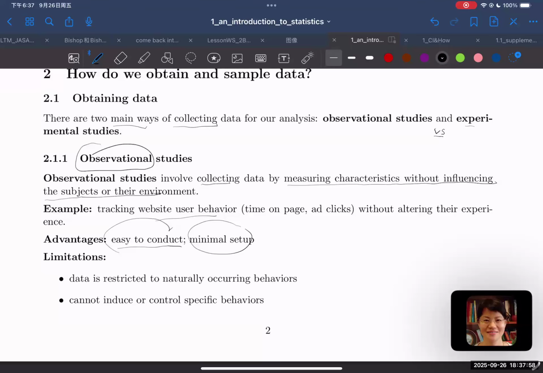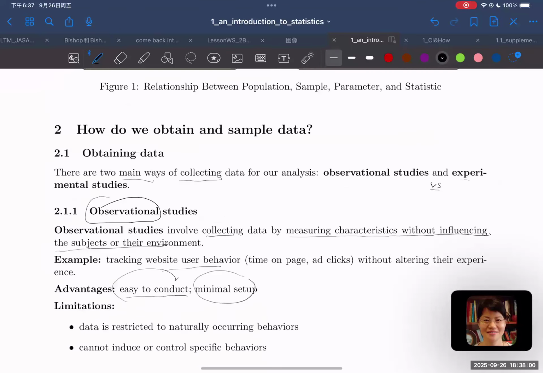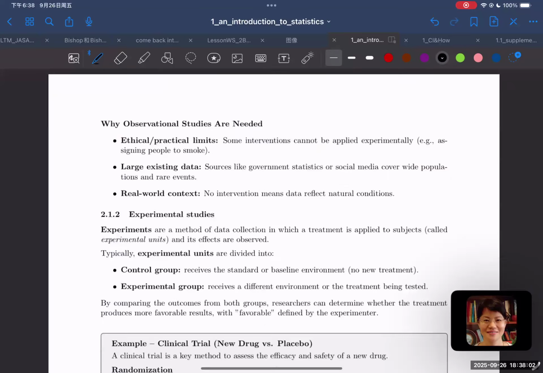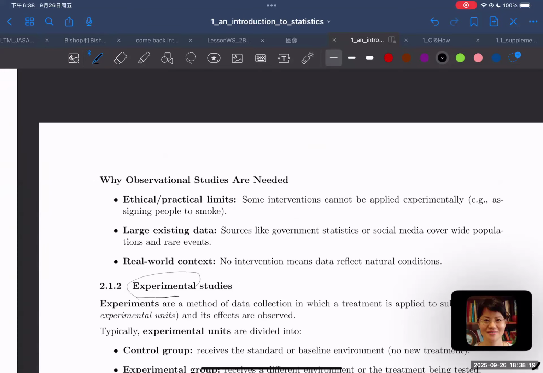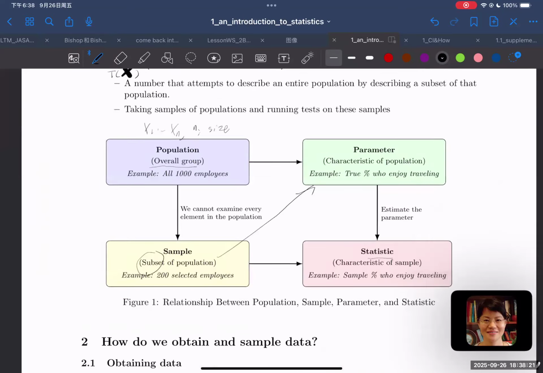Otherwise, later when we go to the next part, if you go to some experimental studies, you have to be limited by ethics. You design it and then you have to get approval for some special things. So, going back to the observational study.